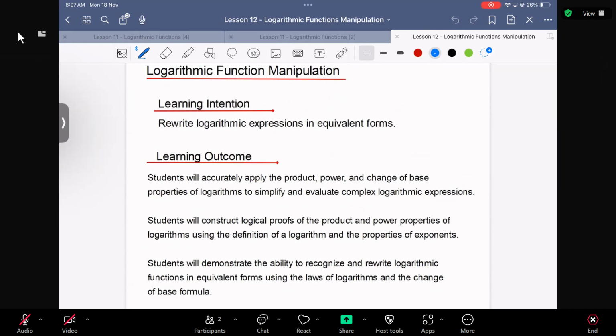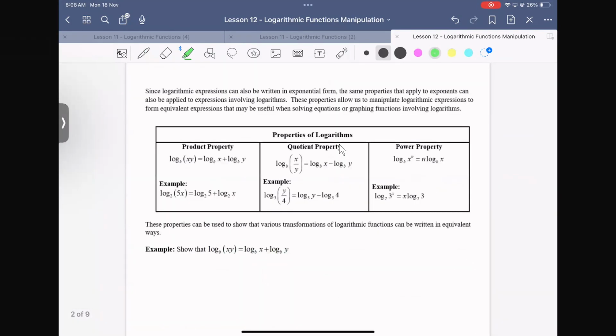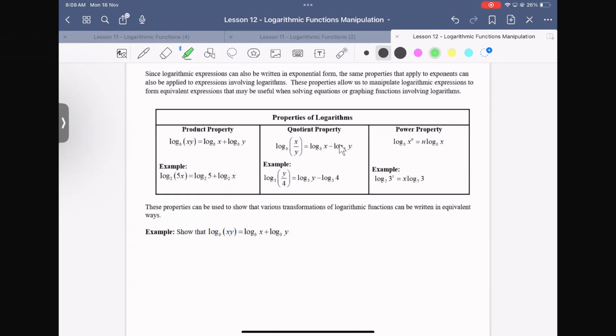Okay, let's begin. So today we're looking at logarithmic function manipulation, and our goal is to be able to rewrite logarithmic functions in equivalent forms. One of our goals today is to construct logical proofs of the product and power rules using the definition of the logarithm and the properties of exponents. So let's start with that one.